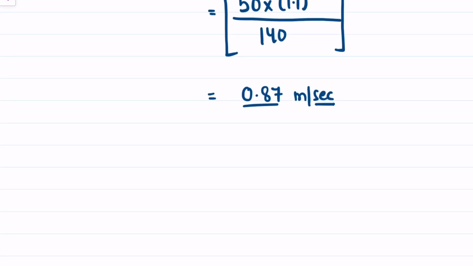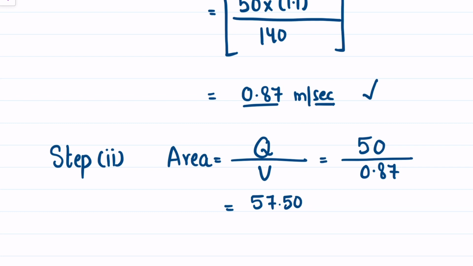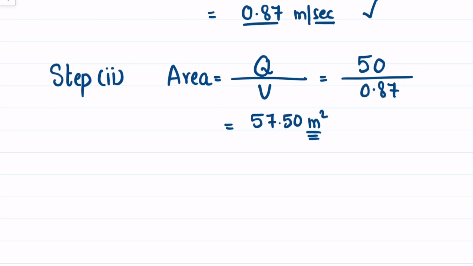Now we'll move to step two. Step two was to find out the area, that is through the simple formula A equals Q by V, and Q we have been given in the question as 50. V we have found out in step one, that is 0.87. So just solve it and see what value comes. The value will come out to be 57.50 meter square. Very important to write down units. Don't forget to write down the units. So this is the area that we get.